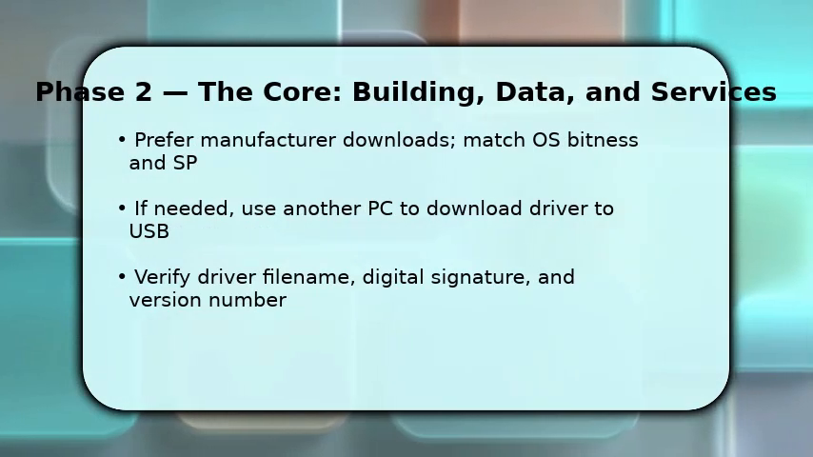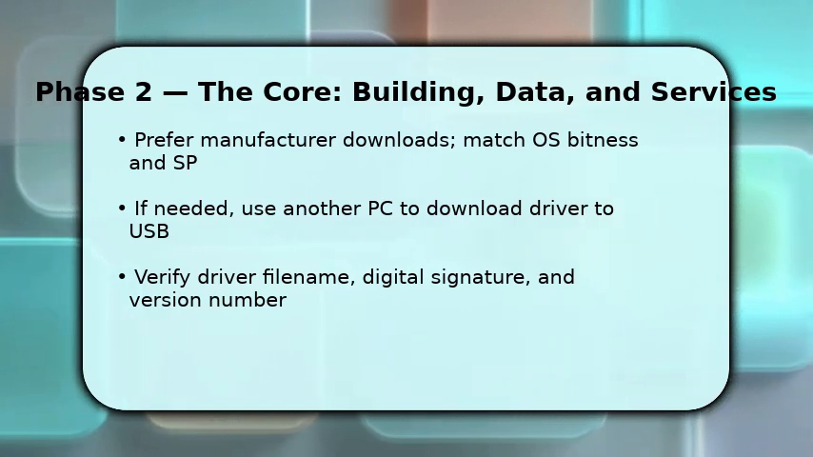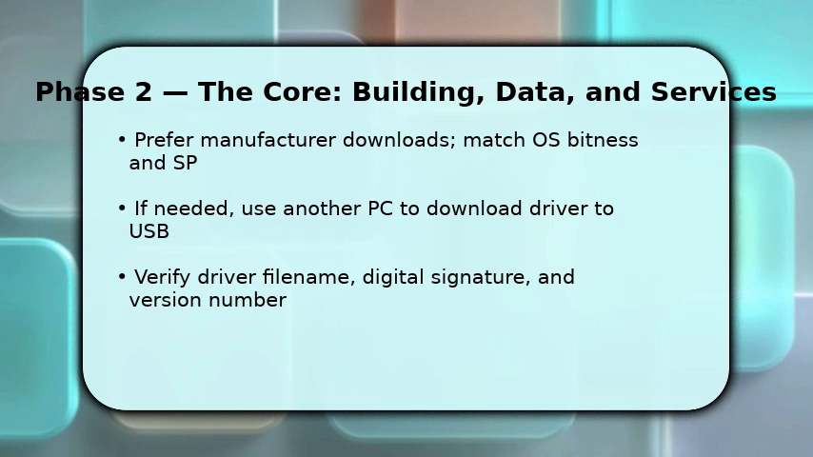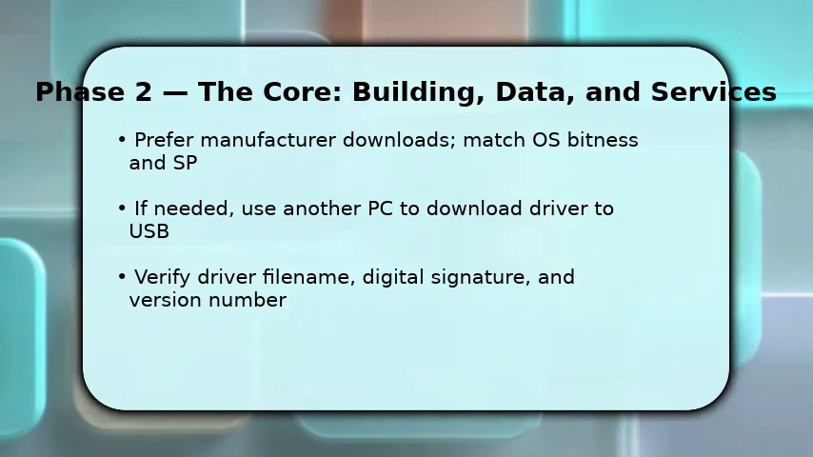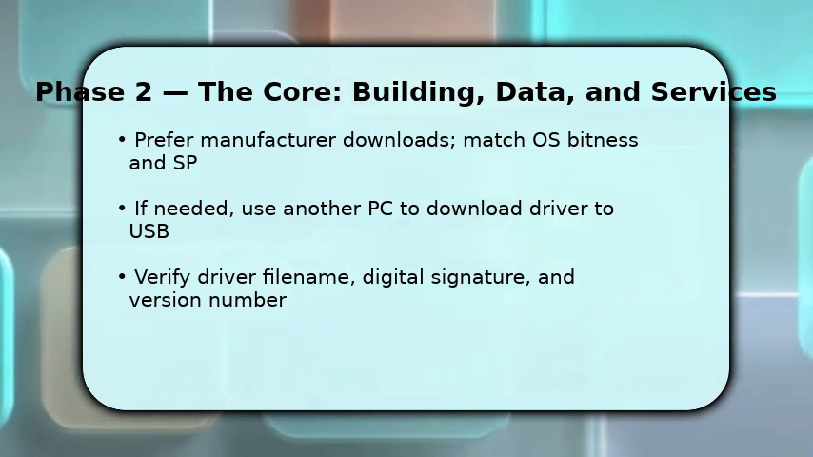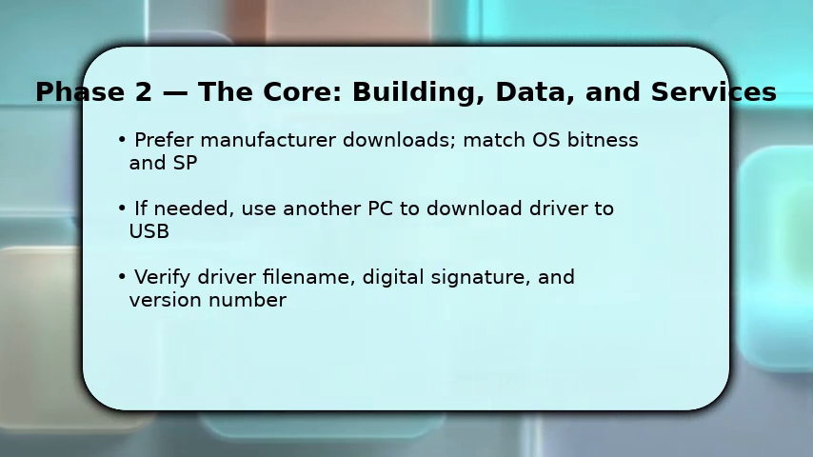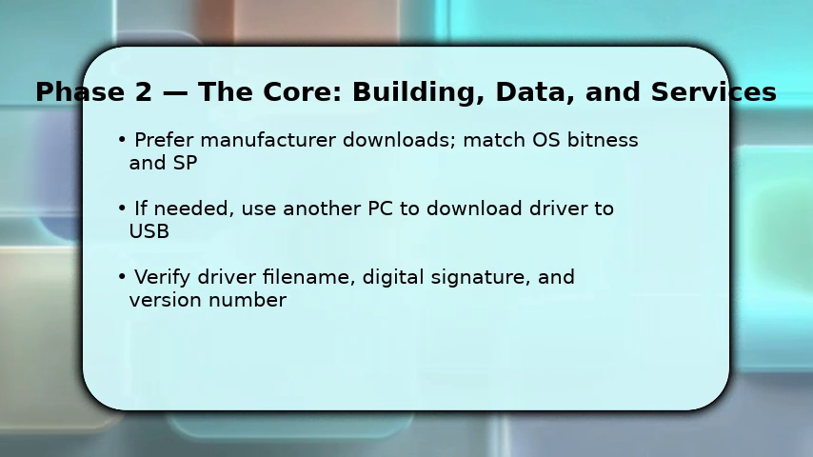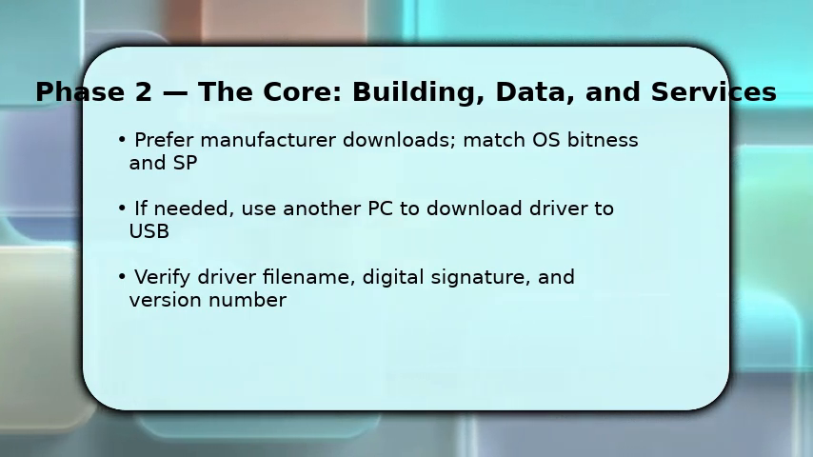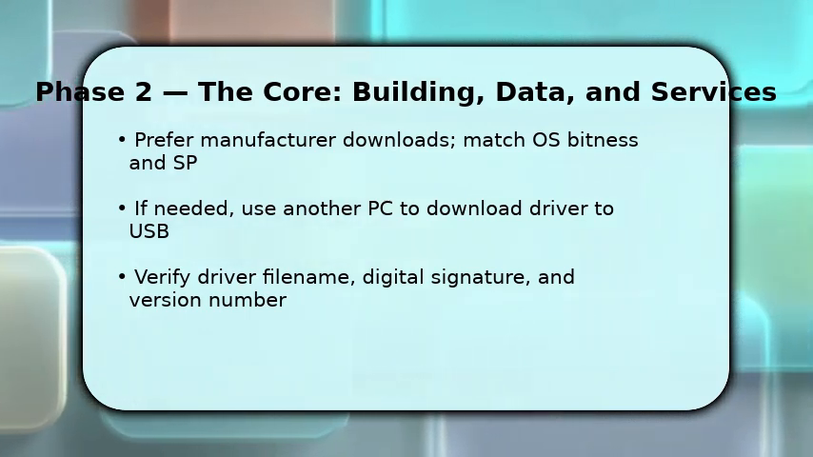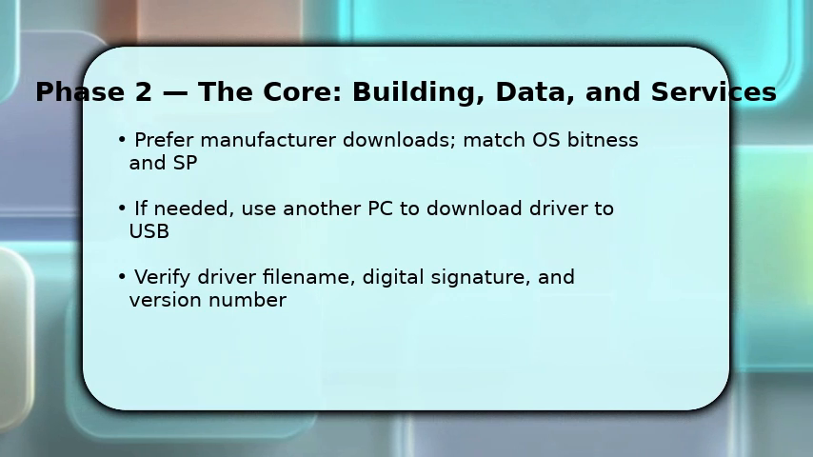Now obtain the correct driver file safely. Use the network adapter or PC manufacturer page first, because OEM drivers include needed tweaks. Make sure the download matches Windows 7 and the bitness and service pack. If the target PC lacks internet, use another computer to download to a USB stick. Choose the latest WHQL signed package when available.